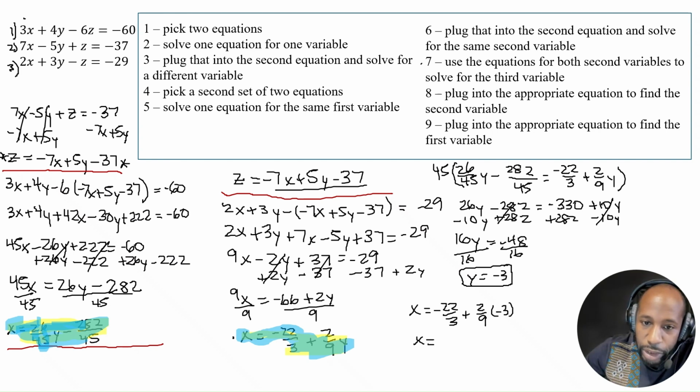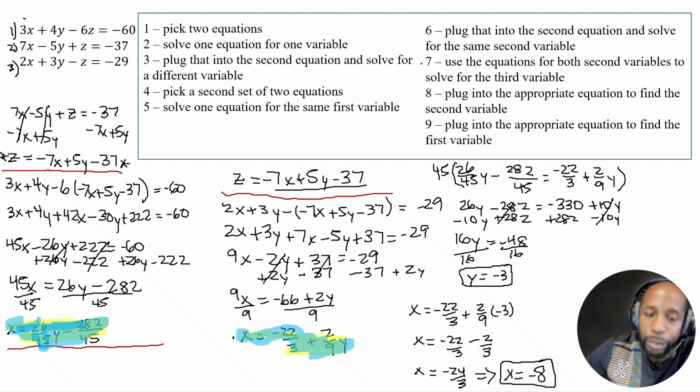So x equals negative 22 over 3. Let me see. Negative 3 over 9, that's going to be negative 1 over 3. So it's going to be minus 2 over 3. Okay? So x equals negative 24 over 3. Or in other words, x equals negative 8. See, I told you those numbers start looking pretty good. All right, and I got to try to find some space here. Let's see if I can squeeze in here.